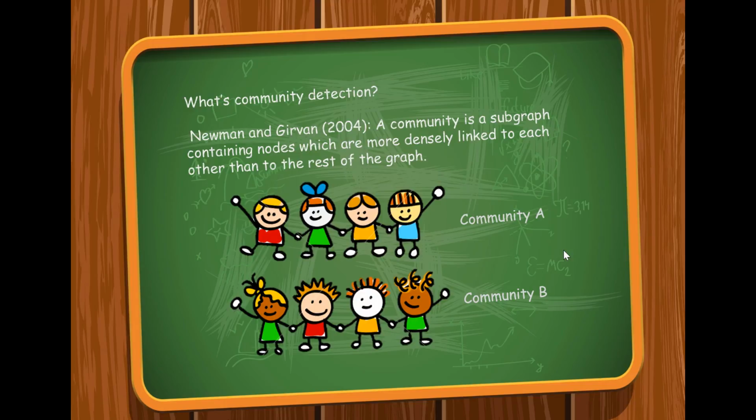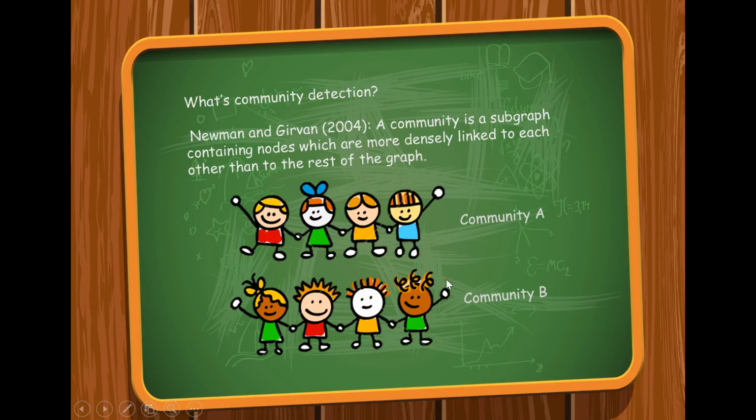Okay, before I start, you may want to ask me a question. What is community detection? That idea was first provided by Newman and Girvan in 2004. They say a community is a subgraph containing nodes which are more densely linked to each other than to the rest of the graph. This idea is not hard to understand.